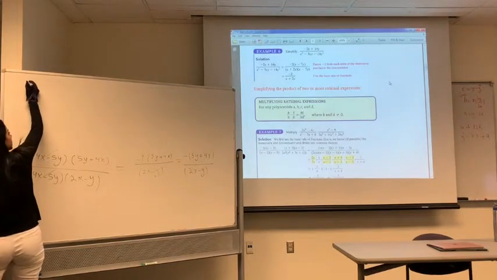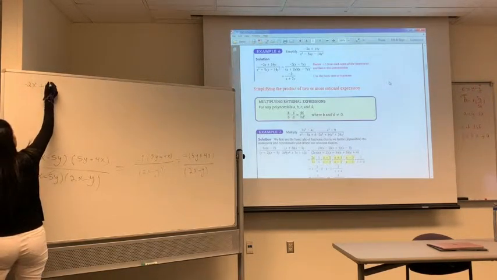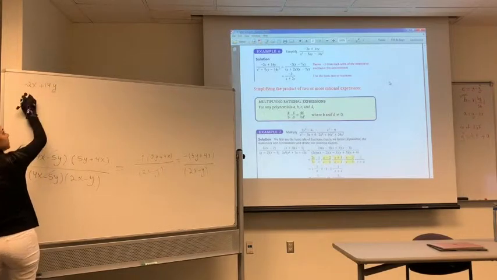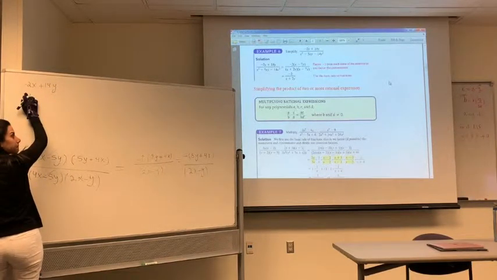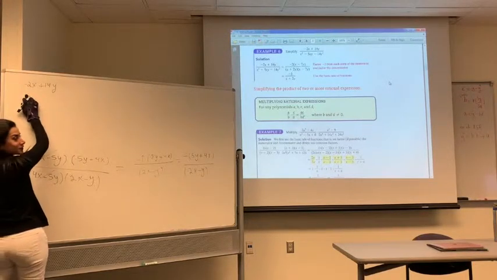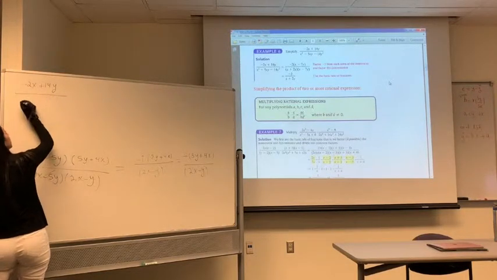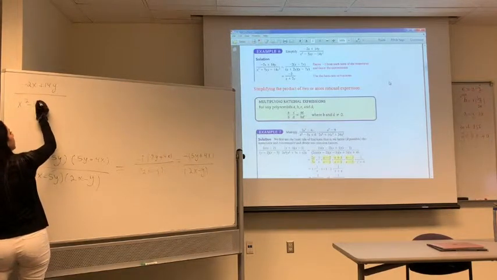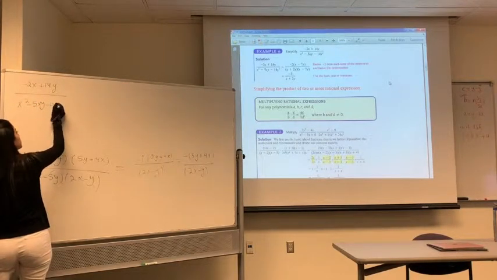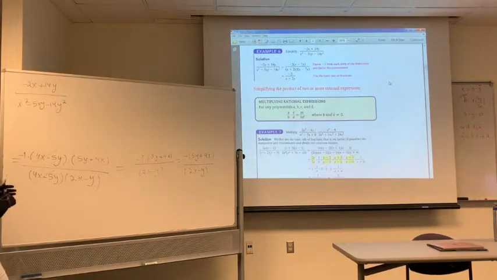The next one is negative 2x plus 14y. Tell me, what is common between these? 2x, or negative, I mean, 2. 2, I'm sorry. Correct? So x squared minus 5xy minus 14y squared.